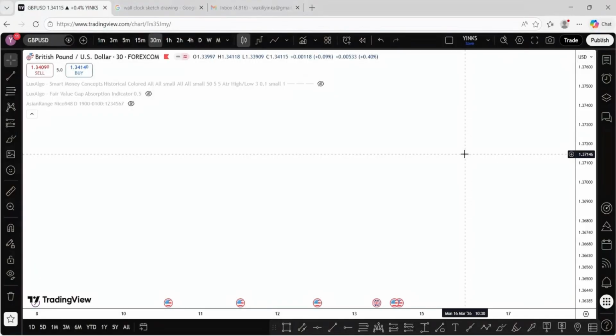Okay, so today we'll be talking about pips and lot size. A lot of people have been asking, how do I count pips? And I want to get to know more about lot size. So we'll be having that class today.